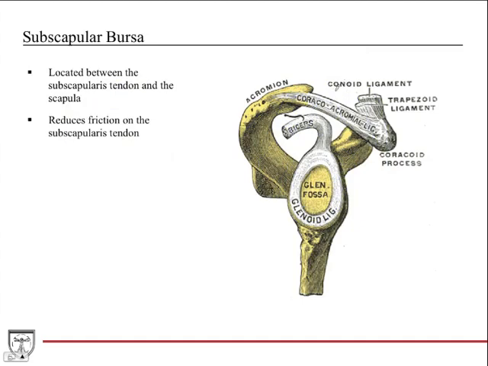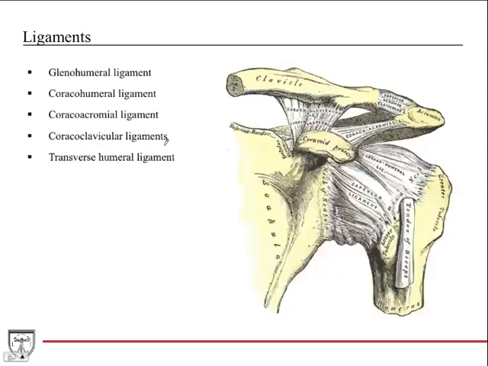Subscapularis bursa is located between the subscapularis tendon and the scapula. So the subscapularis muscle is located on this anterior surface of the scapula, and then the tendon comes out this way, and where it inserts on the humerus, the bursa is located there to protect that tendon and, again, reduce friction and wear and tear on the subscapularis tendon.